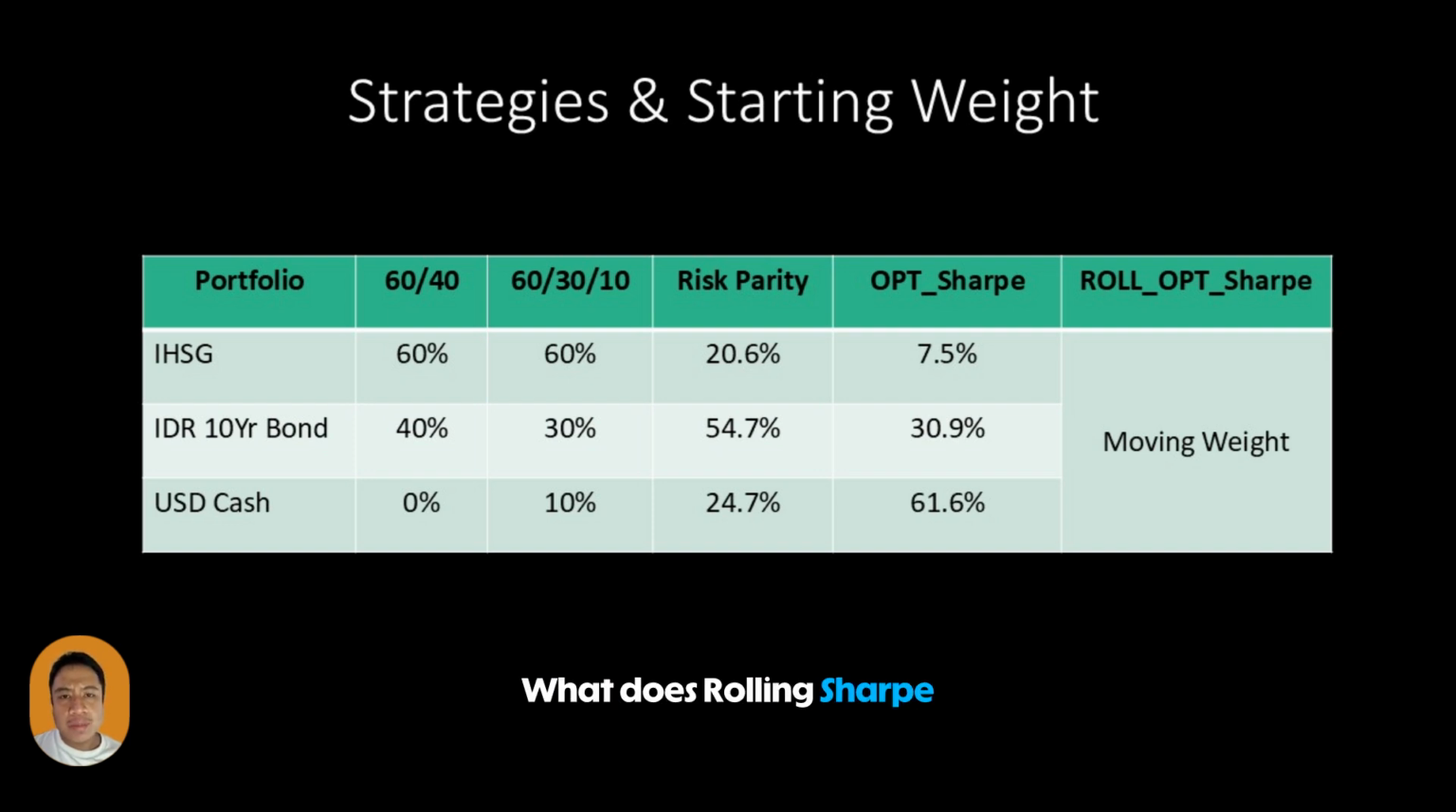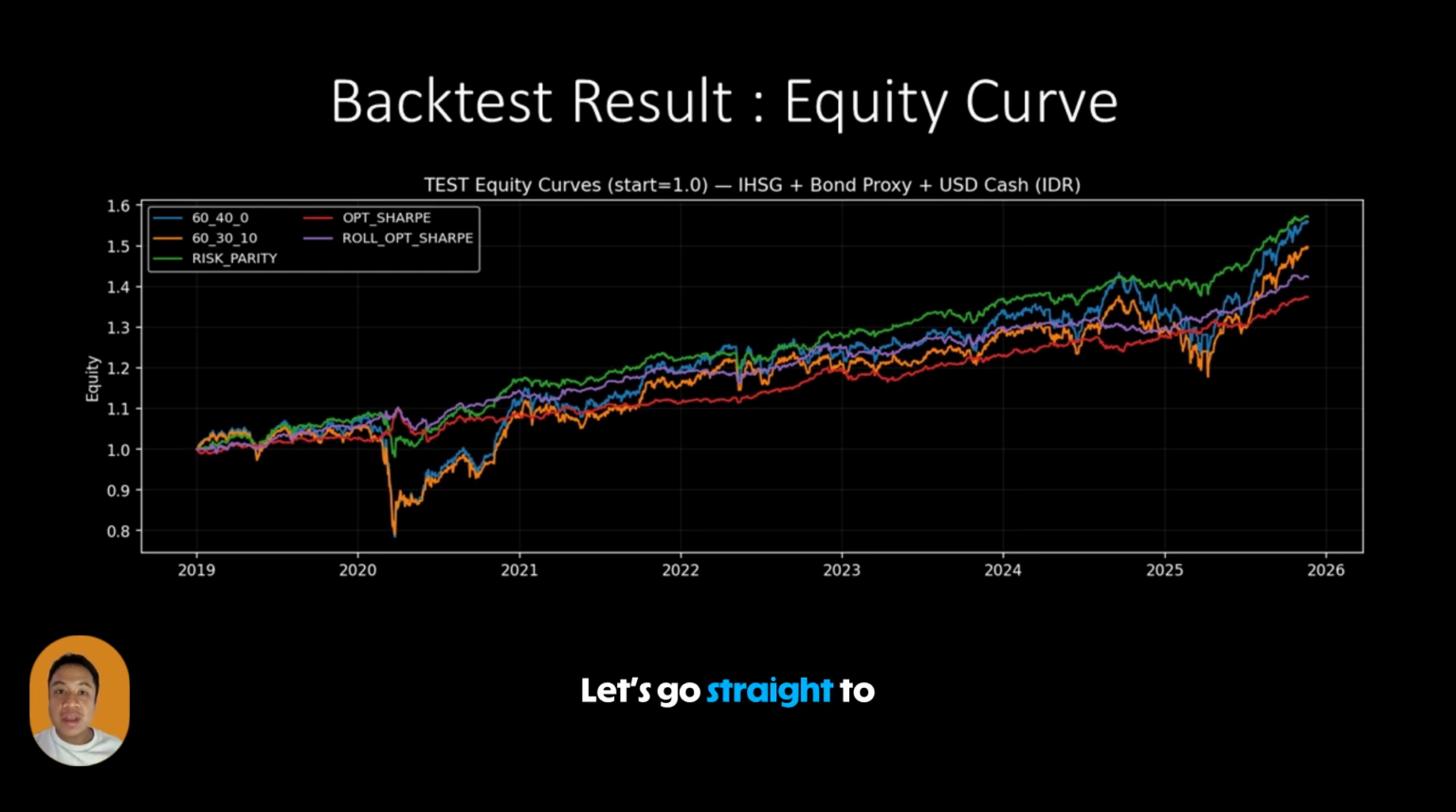What does Rolling Sharpe mean? Each rebalance date, the model looks back at recent returns, estimates risk and return, and solves a long-only Sharpe maximization problem, then applies those weights forward. Let's go straight to the headline. The equity curves in test. This shows growth from the same starting point, so the ranking is visual.